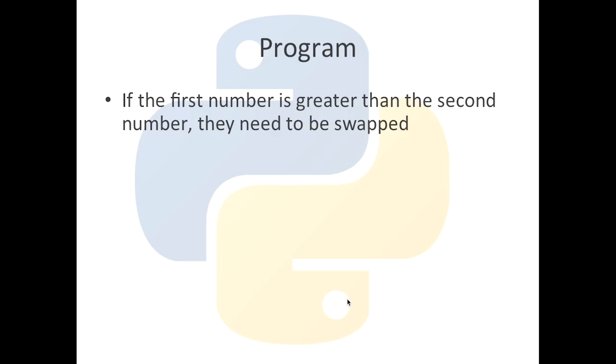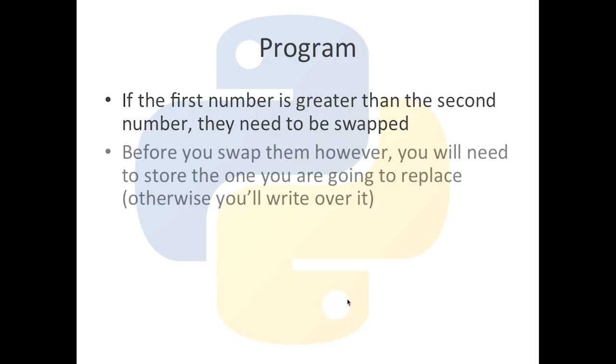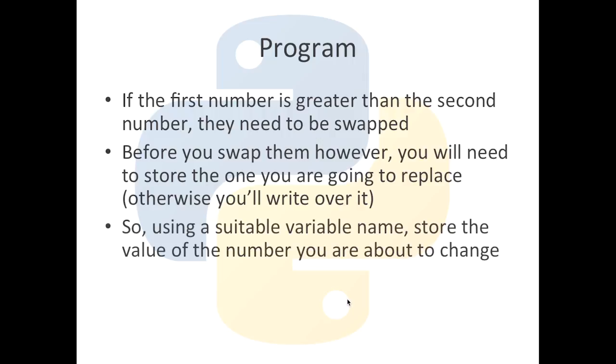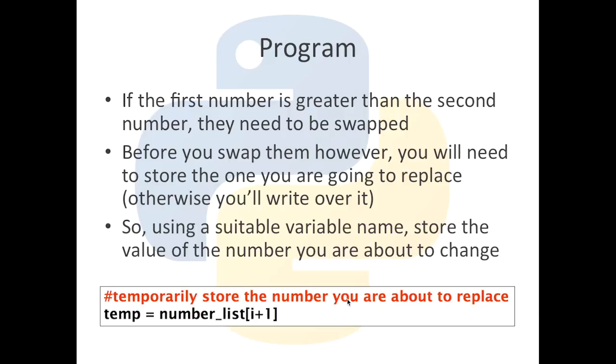If the first number is greater than the second number, they'll need to be swapped. Before we swap them though, we're going to have to store the one that we're going to replace, otherwise we'd actually just write over it with the new number and we lose the number that we need to swap. So we're going to use a suitable variable name, and I'm just going to use temp, for temporary, to store the value of the number you're about to change.